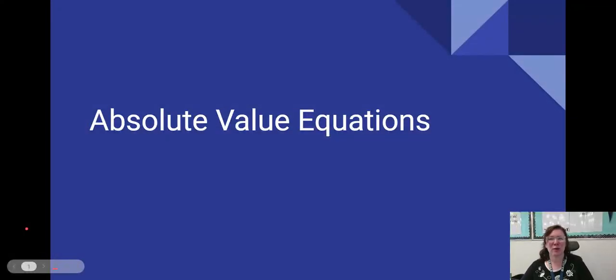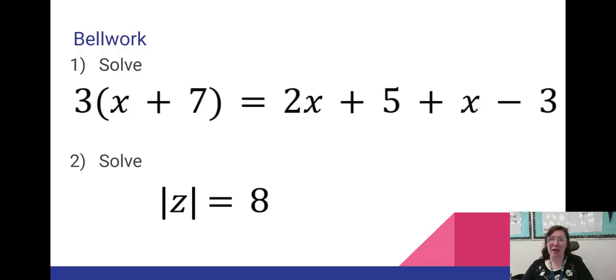Hi, today we're going to learn about how to solve absolute value equations. That means equations that have absolute value signs. But first we start with our bell work.